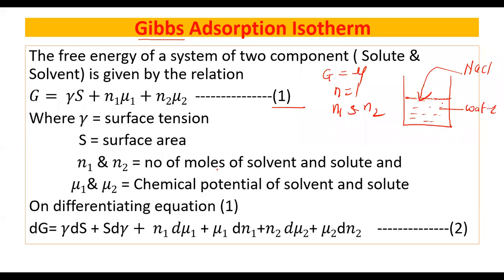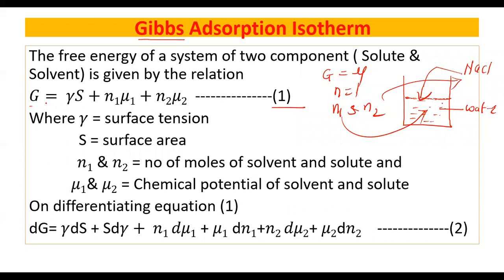What are N1 and N2? N1 and N2 are the number of moles of the solvent and solute respectively, where N2 is the number of moles of sodium chloride, and N1 is the number of moles of water, because water is the solvent here. What are mu1 and mu2? Mu1 and mu2 are the chemical potentials of the solvent and solute. Now let us differentiate this equation 1.